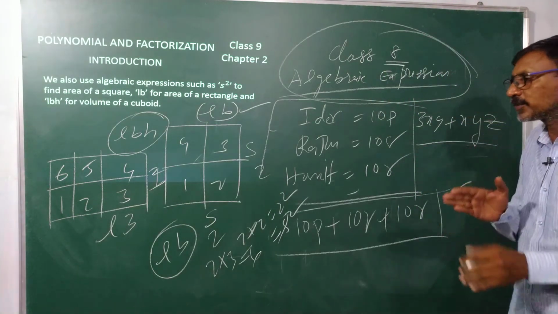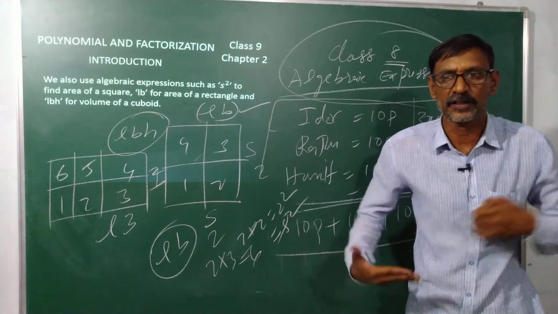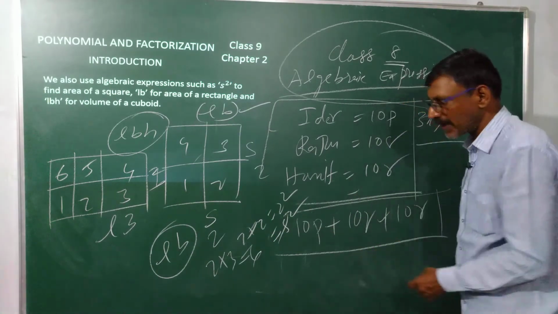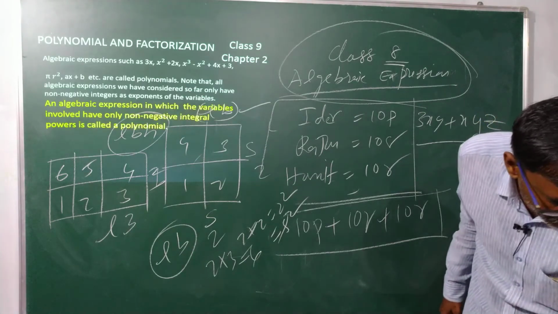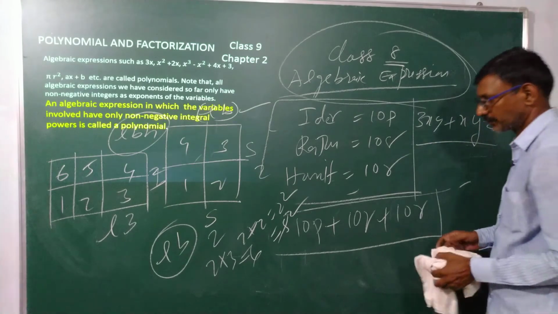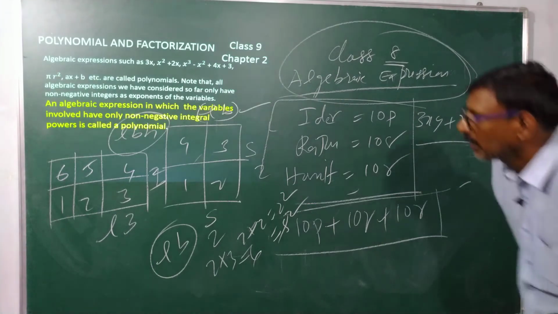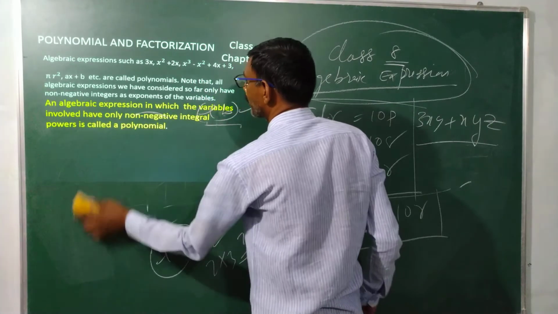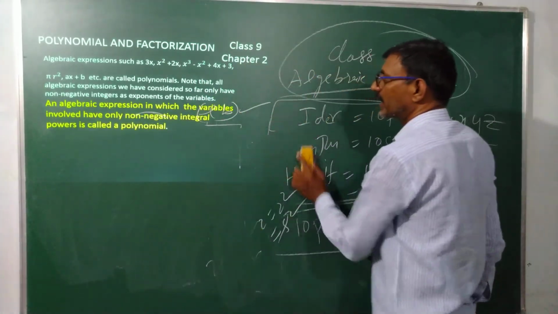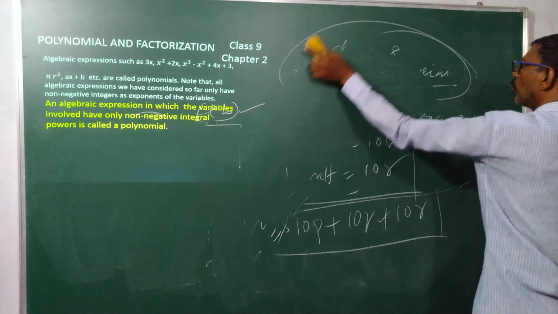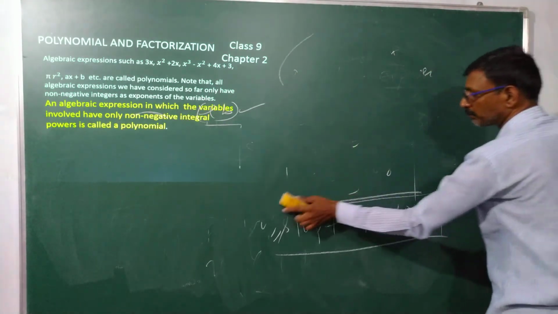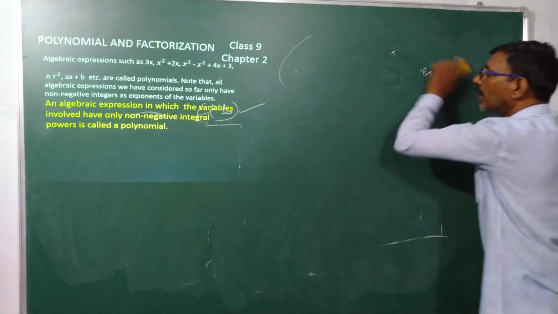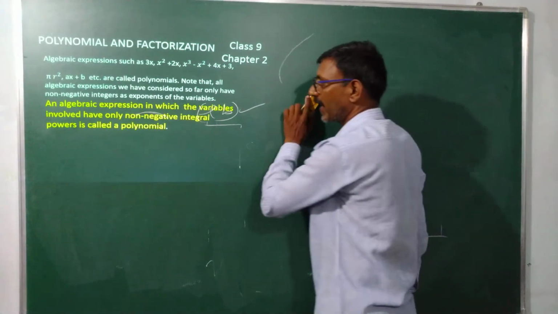The algebraic terms may be in addition, may be in subtraction, may be in division. Am I clear or not? See here some expressions. I will give some examples. An algebraic expression such as 3x, x square plus 2x, x cube minus x square minus 4x plus 3, pi r square, and ax plus b, all are my algebraic expressions.